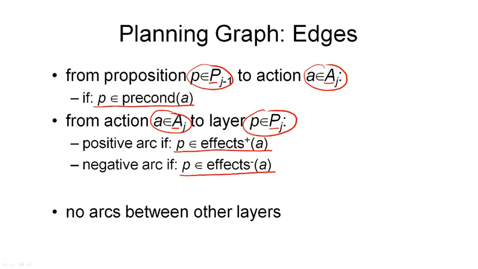And these are all the arcs that exist between different layers. So there are no arcs between other layers. Arcs only go from one proposition layer to the following action layer, and from one action layer to the following proposition layer. They don't go between other layers. Now, I should mention that these edges aren't all the edges that exist in the planning graph. There are other edges, but these edges are strictly internal to the layers, and we will look at them later.